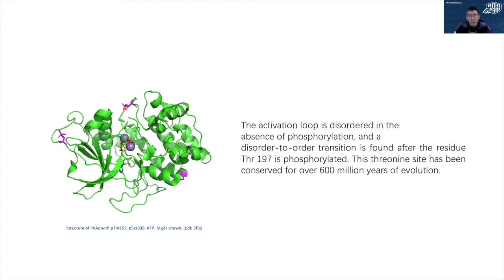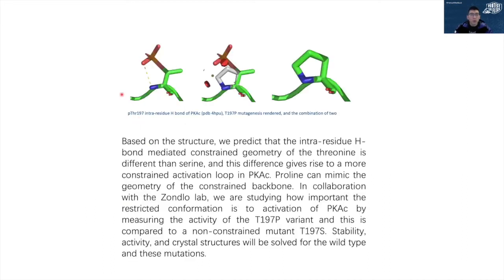And it makes us wonder, why is serine not conserved there for 600 million years? Since we know that serine and threonine both have the capability of being phosphorylated. So we zoom into the structure, and this is the phosphothreonine and the backbone. We suspect there is a potential hydrogen bond between the phosphothreonine and the backbone.